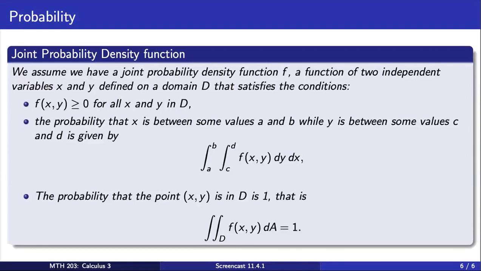Lastly, the probability that a point (x, y) is in D is equal to 1. This last condition just ensures that all outcomes are possible, since the sum of the probabilities of all possible events must equal 1. Such a function as we have here can be used as the joint probability density function for various situations, as you will see in our work in section 11.4.